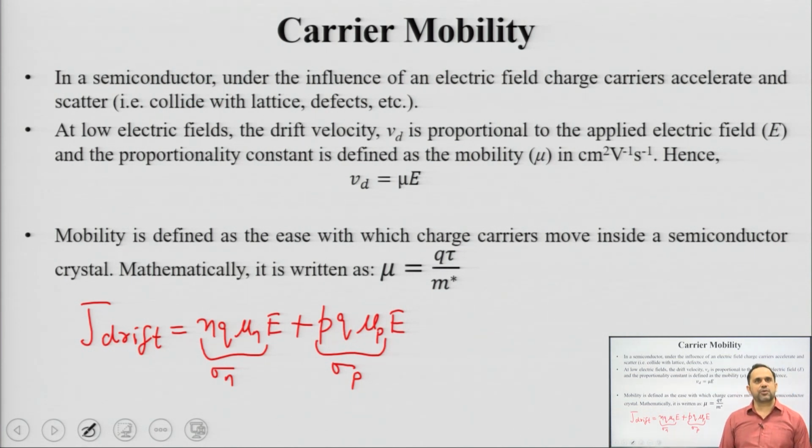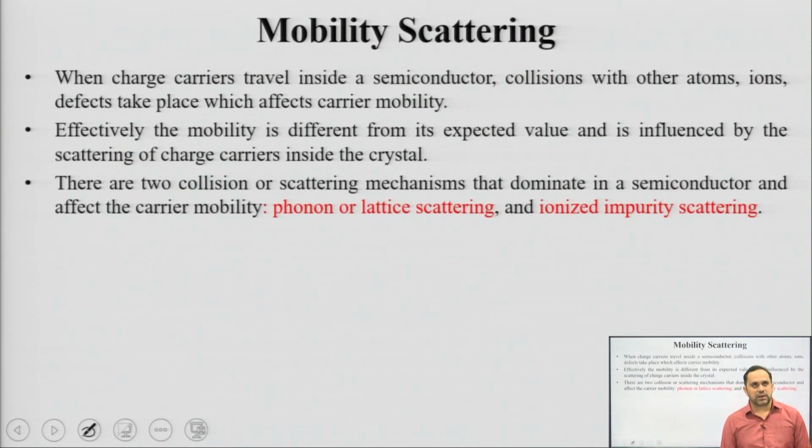Under the influence of electric field, charge carriers drift. At low electric field, we have said before that the drift velocity is proportional to the applied electric field, and this proportionality constant is nothing but mobility, with units of centimeter square per volt per second. This is the unit of carrier mobility. How is it defined? It is the ease with which charge carriers move inside a crystal, and mathematically it is dependent upon the relaxation time, the time between successive collisions, and the carrier effective mass. This is carrier mobility.